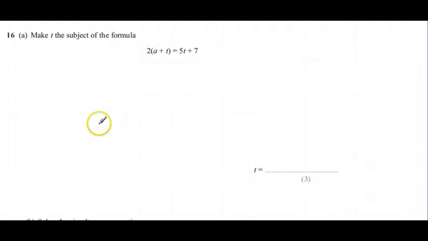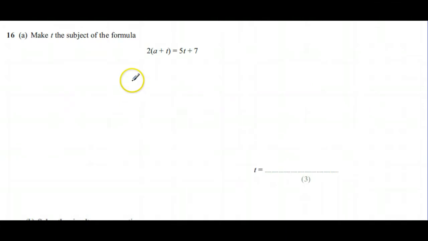Hi there, this is question 16 from the June 2012 Unit 3 Edexcel Higher paper, and it's a nice straightforward algebra question where I ask you to make t the subject of the formula, and then following that for part B you've got to solve some simultaneous equations.